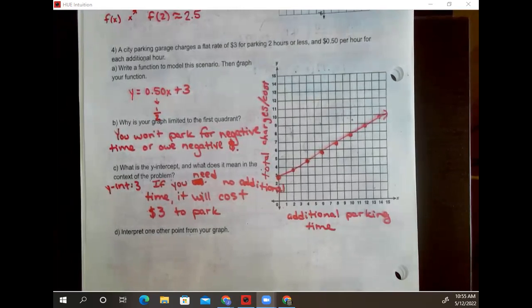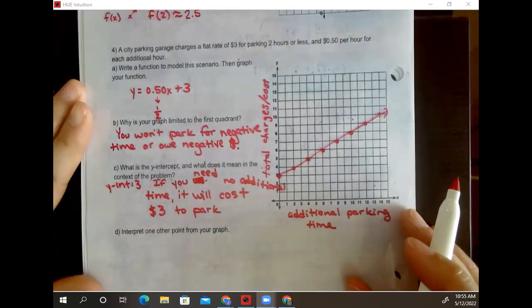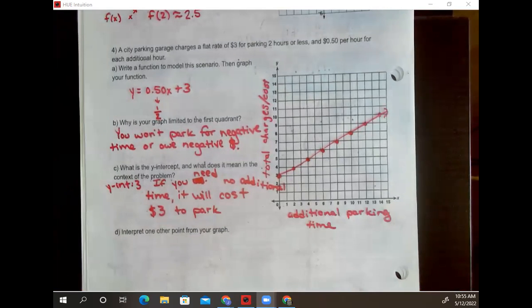there. So for D, it says interpret one other point from your graph. I would like you please to pick any other point on your graph. We did the y-intercept together, so pick anything besides the y-intercept and interpret that point for me in the context of the problem. So pick any other point on our graph and tell me what it means in the context of our problem.